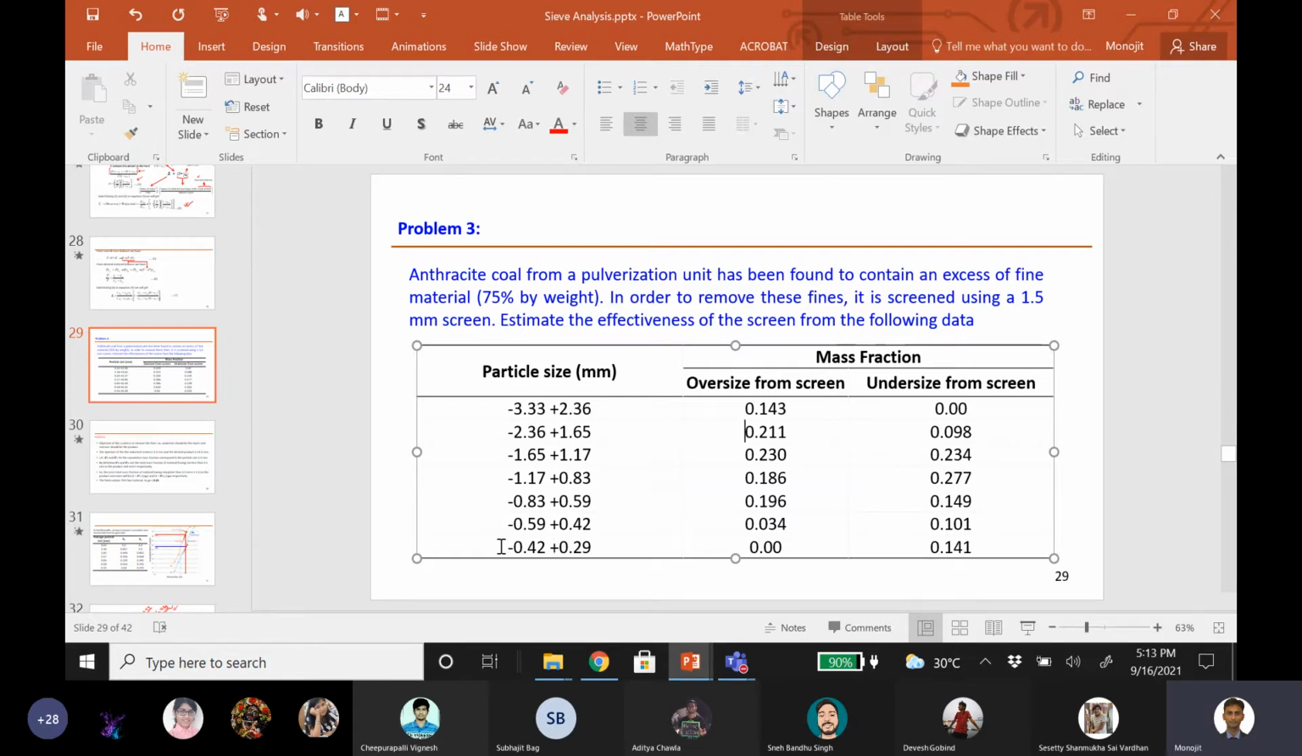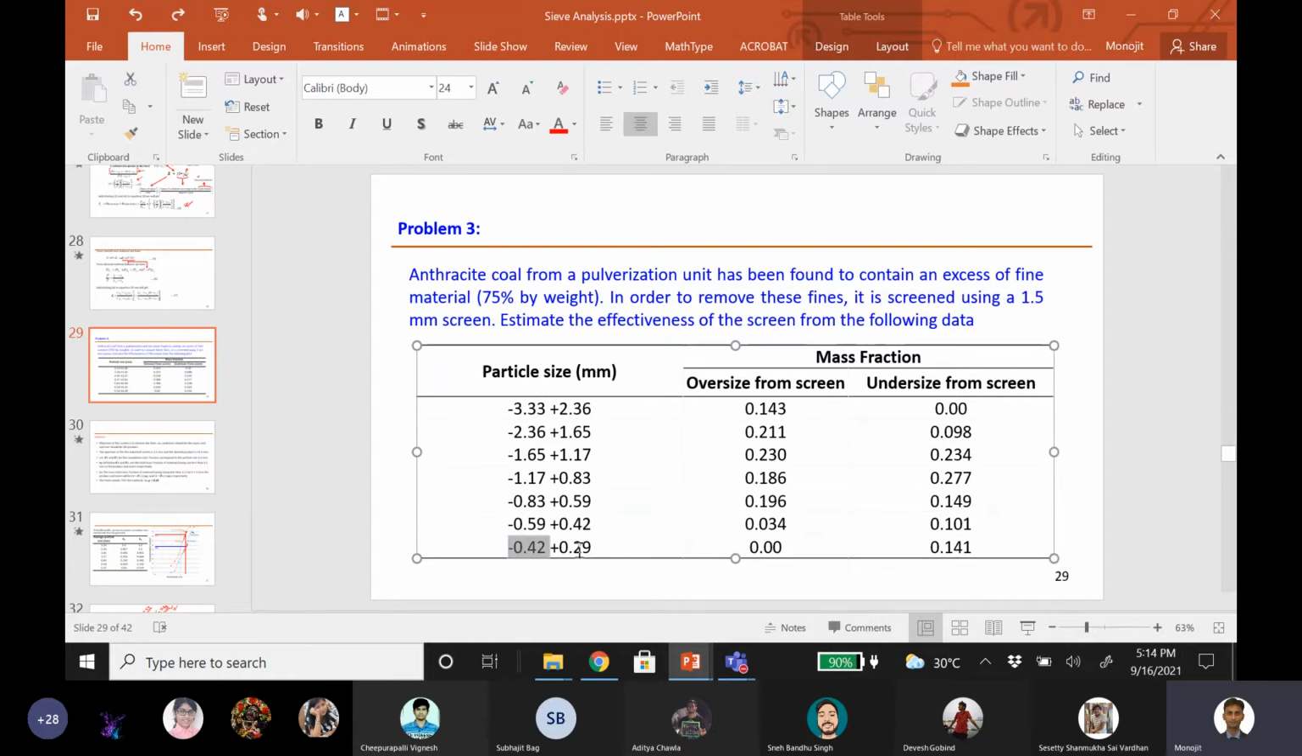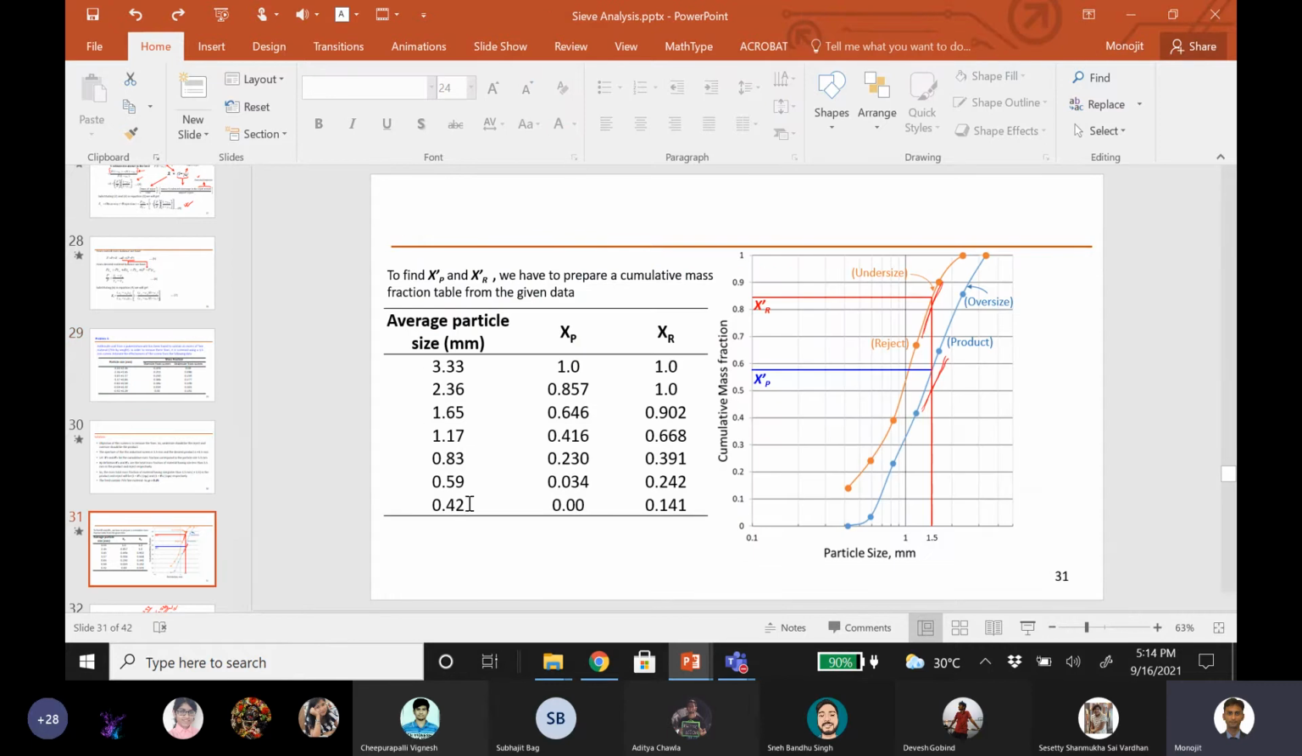Now here it's not a single screen number written, it's two numbers written. So here itself it is clear that if I am taking this row only, the particle is designated as smaller than 0.42 but bigger than 0.29. Let's forget about bigger than, but smaller than 0.42 millimeter. Now when I am plotting the cumulative plot, I will put only 0.42 here.